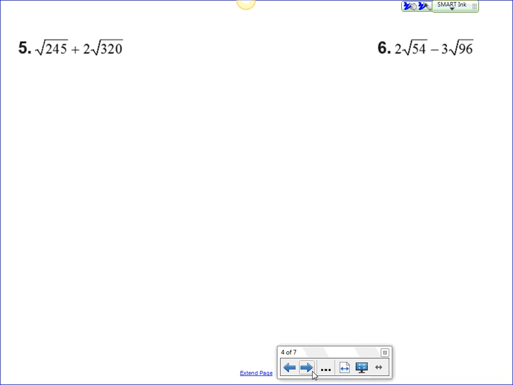We look for the largest perfect square that goes into 245. So if we looked at 49, 245 divided by 49, we're going to get 5. So this would be root 49 times root 5. So that's 7 root 5. And then if you take 320 divided by 5, you're going to get 64. So this is really 2 times root 64 root 5.